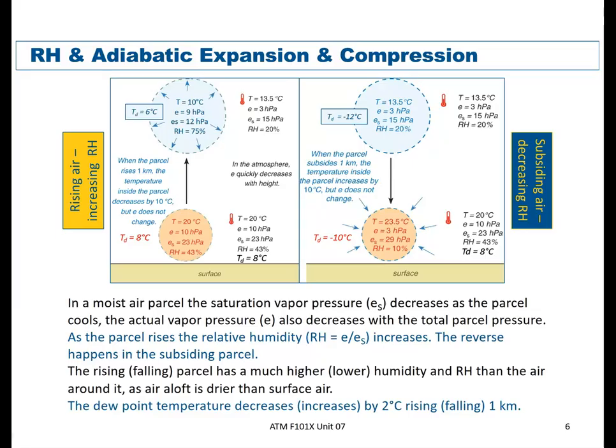For the parcel of air falling from 1 kilometer to the ground, the temperature increases from 13.5 degrees Celsius to 23.5 degrees Celsius. The dew point increases from -12 to -10 degrees Celsius, as the vapor pressure increases from 3 hectopascals to 3.3 hectopascals. The saturation vapor pressure increases from 13 hectopascals to 29 hectopascals, and the relative humidity drops from 20% to 10%. The relative humidity of the parcel at the surface is much lower than the environmental relative humidity of 43%.